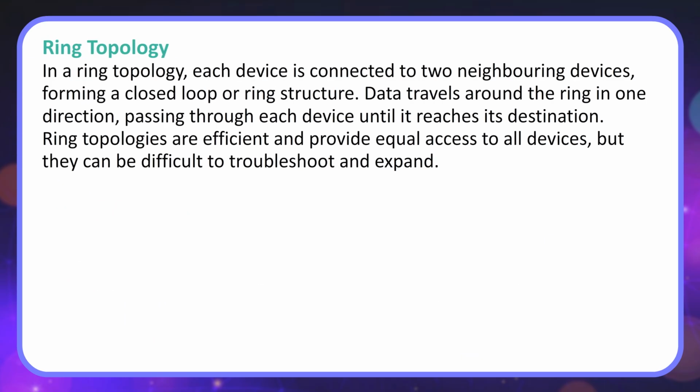Ring topology. In a ring topology, each device is connected to two neighboring devices, forming a closed-loop or ring structure. Data travels around the ring in one direction, passing through each device until it reaches its destination. Ring topologies are efficient and provide equal access to all devices, but they can be difficult to troubleshoot and expand.